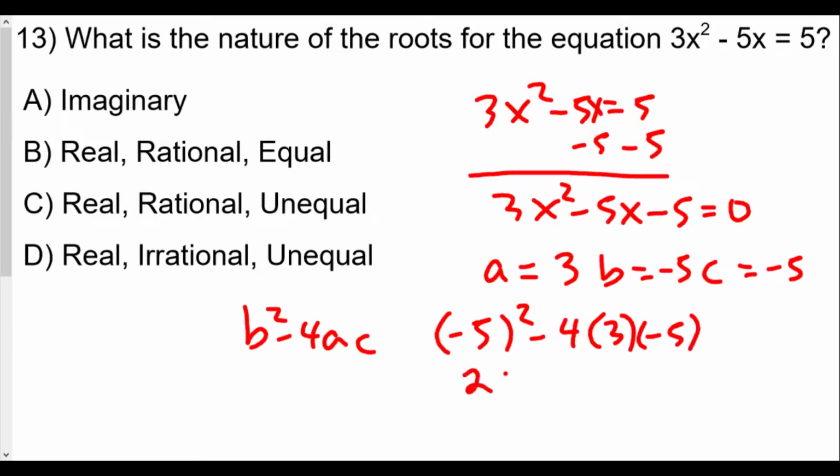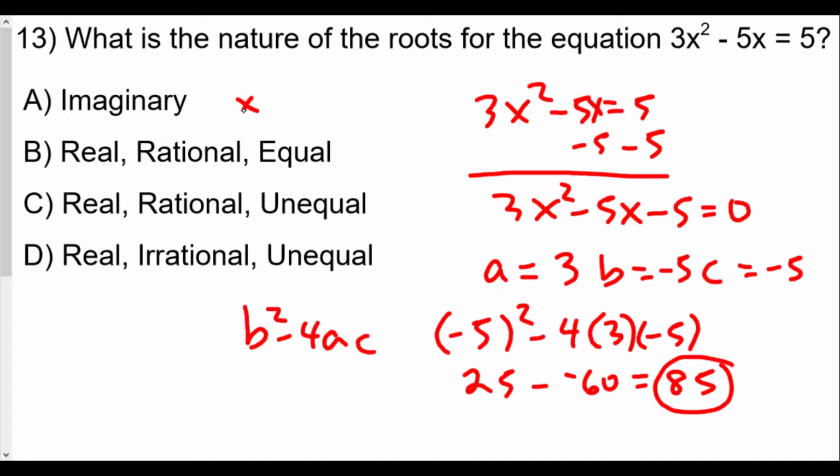We get 25 minus 4 times 3 is 12 times -5 is -60. So when we do 25 minus -60, the same as 25 plus 60, which is 85. Now, if your discriminant is 85, greater than 0, it cannot be imaginary. No, but it definitely will be a real number, okay? Because the number under the radical will be positive.